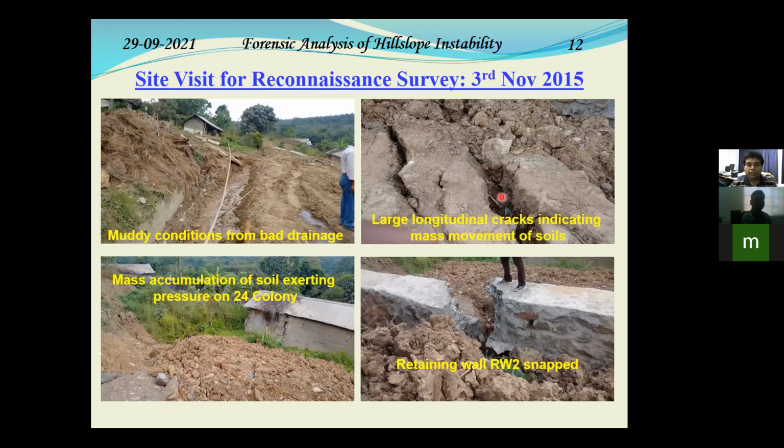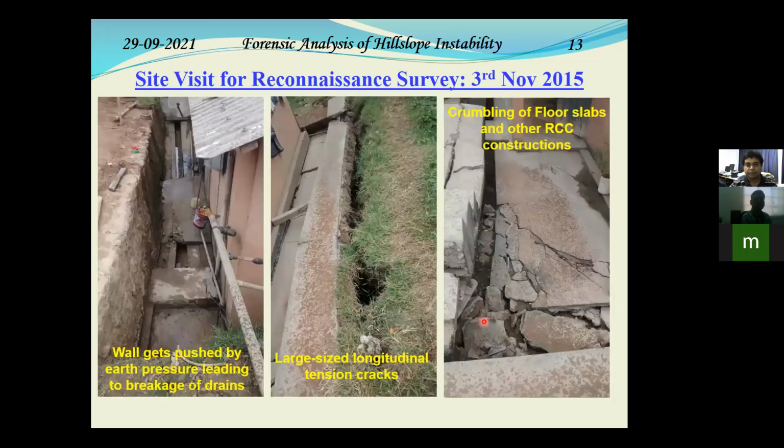Looking further below from this point, we could see the beginning of the 24 colony, and you can see a huge amount of soil accumulation. This soil is what moved from the upper region and accumulated here. One small retaining wall was there, RW2, but you can see that this retaining wall also snapped to a very large extent. After a retaining wall snaps, it topples and there is no further purpose it can serve.